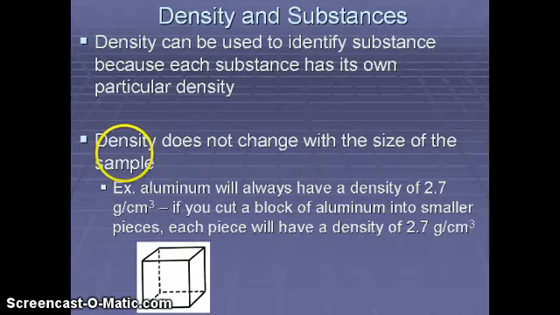Again, density does not change with the size of the sample, so if you have a block of aluminum and you cut it into smaller pieces, well, the volume is getting less as well as the mass, so each piece will still have a density of 2.7 grams per centimeter cubed. The ratio of mass to volume remains the same.